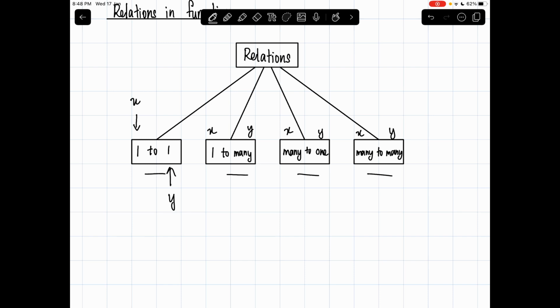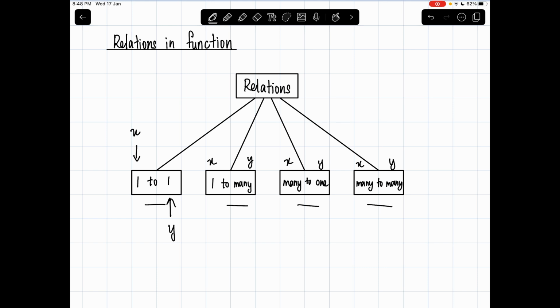By definition, one-to-one means one x value will only have one y value, and for one-to-many, one x value will have multiple y values. Even if it is 2, it's referred to as many. And then many-to-one means many x values will have one y value, and many-to-many means many x values will have many y values. With that out of the way, let us dive deep into each one of them respectively.